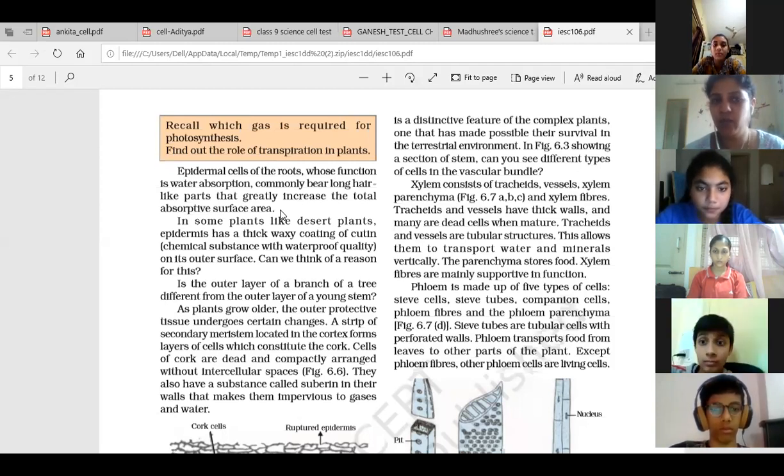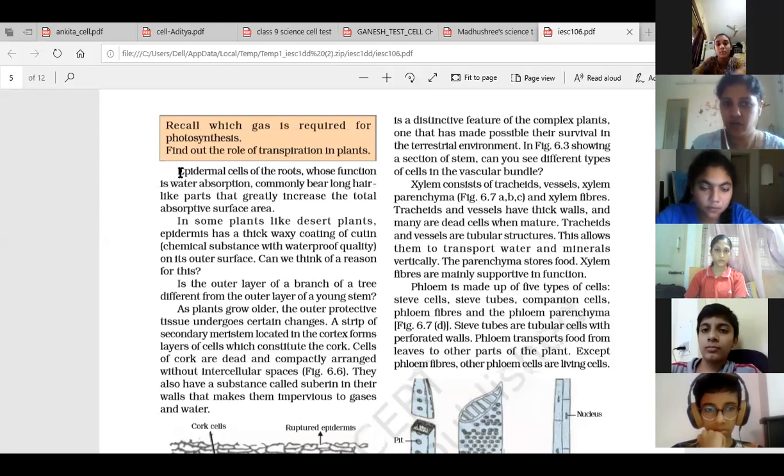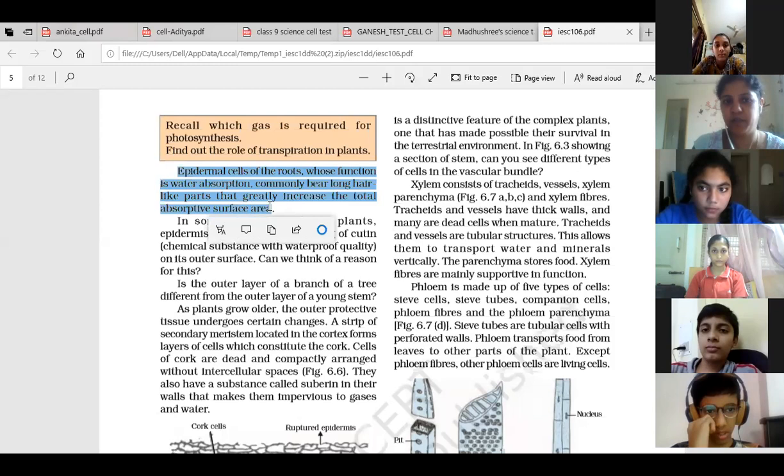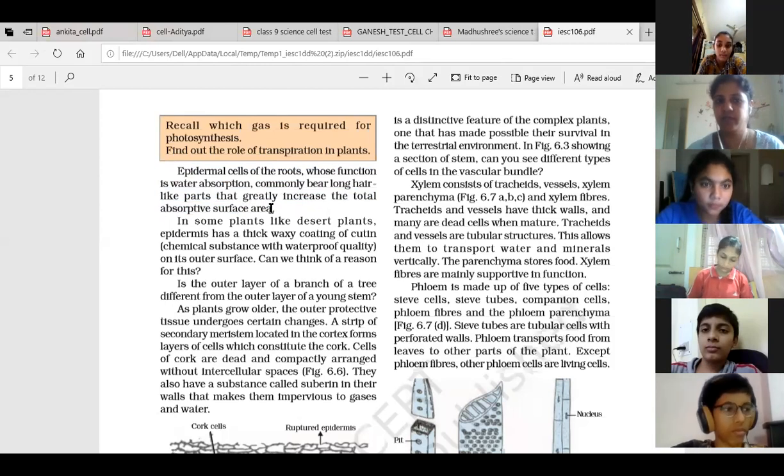So the epidermal cells of the roots start bearing more long hairs, which increases the absorptive area, and the water absorption rate will increase. Clear? So that is the third function. This is the third part. Is that clear about this one? Underline this one. Underline this paragraph also.